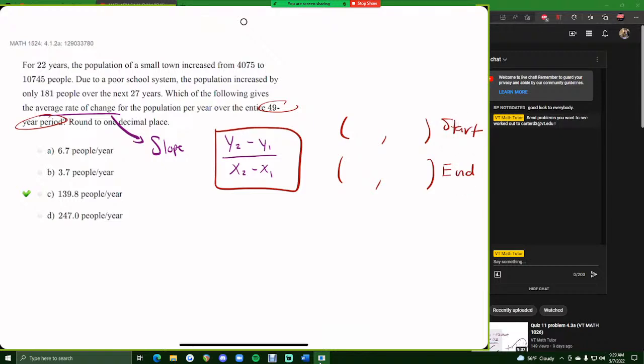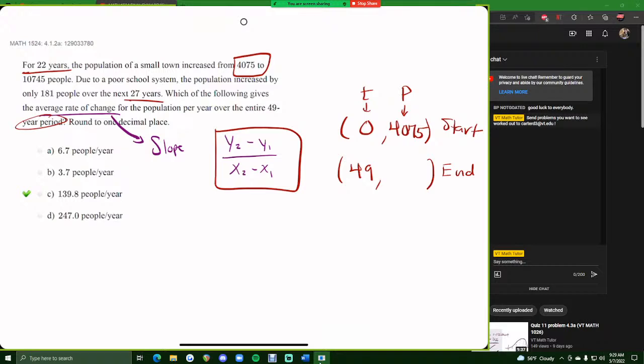And so we know that at the start, the time is 0, and at the end is 49, because they ask about the entire 49-year period. Also, there's 22 years that go by, and then an extra 27. The sum of those is 49. So at the very, very start, the question is, what's the population? Because that will correspond to our y value. At the very start, the population is 4075.